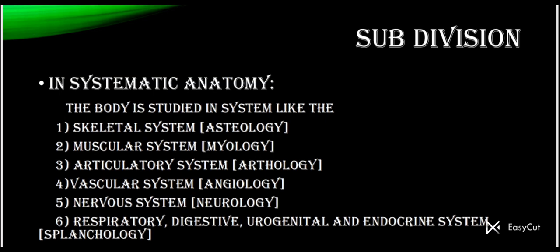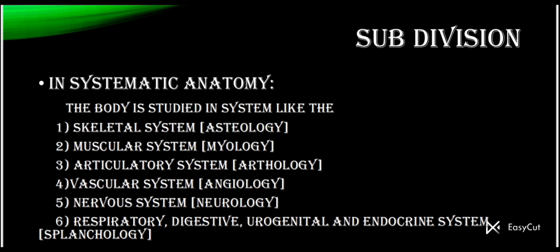And the second thing is systemic anatomy. So in cadaveric anatomy, the second approach is systemic anatomy. Systemic anatomy we will study system wise, that is the skeletal system. Study about bones is called osteology. Then the muscular system, study about muscles, is called myology. Then the articulatory system, that is arthrology. Under this, we will study about joints.